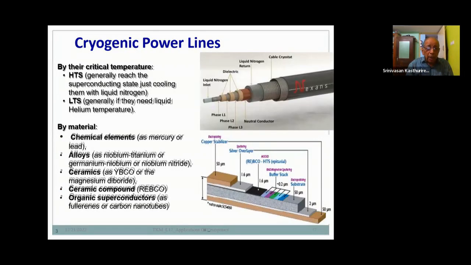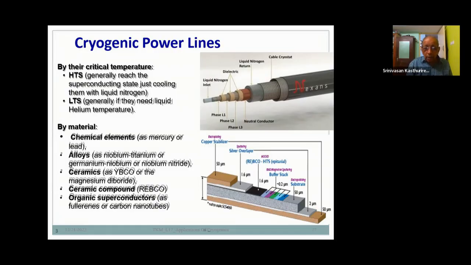There can be two types of power lines depending on whether the material is a low temperature superconductor or high temperature superconductor. Okay, you call these LTS and HTS. And for example, the various compositions are shown here. If you consider the cryo power lines with the liquid nitrogen shielded one, you have liquid nitrogen inlet at the center, surrounded by a dielectric, liquid nitrogen return, and again some radiation shield followed by the outer vacuum jacket.